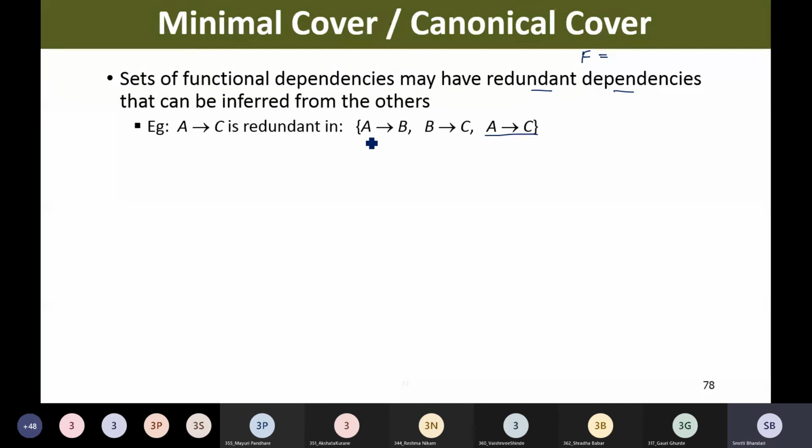Why? Because if I have A to B and B to C, I can infer A determining C. Are you getting me?